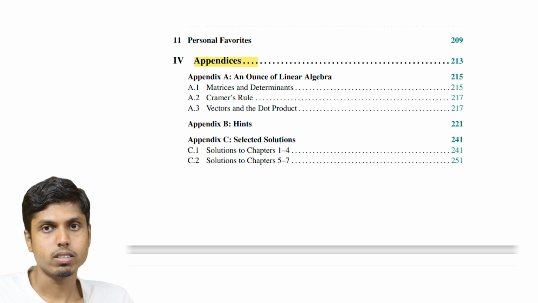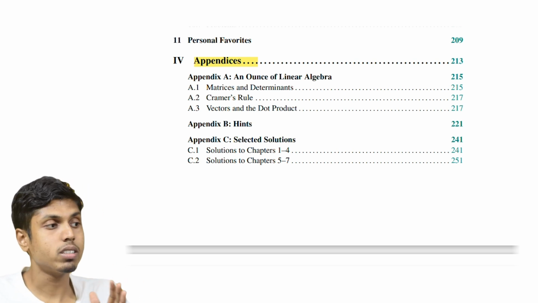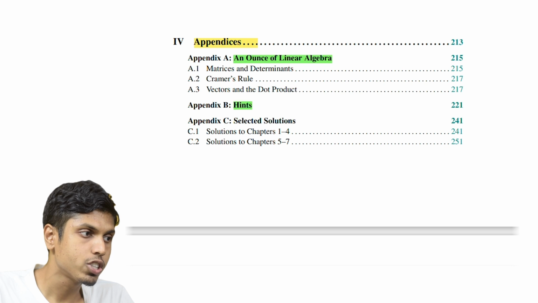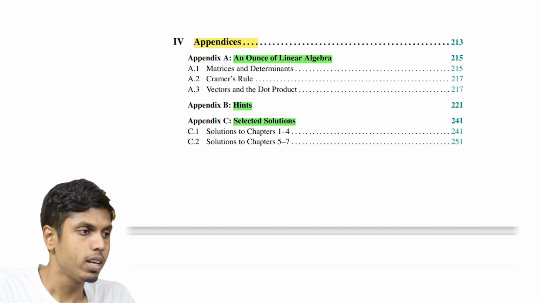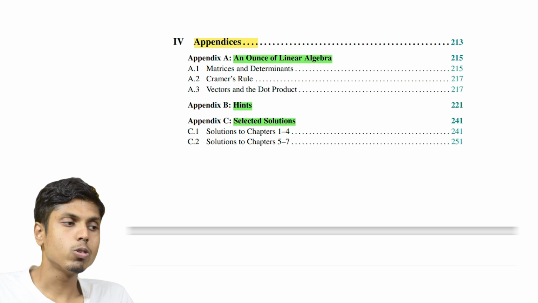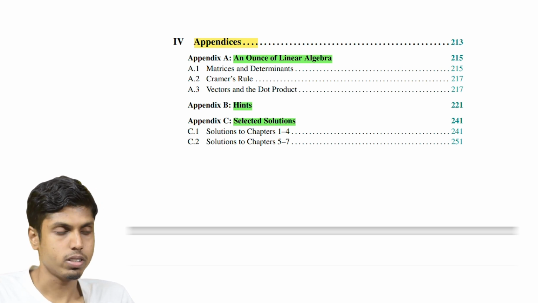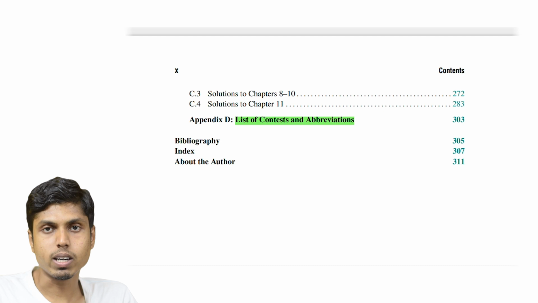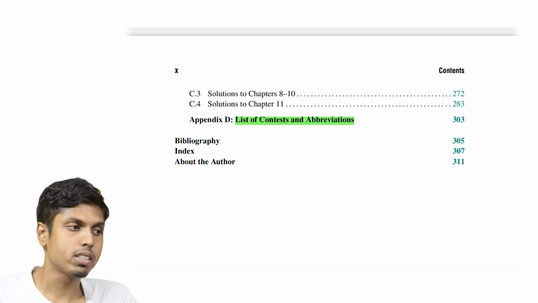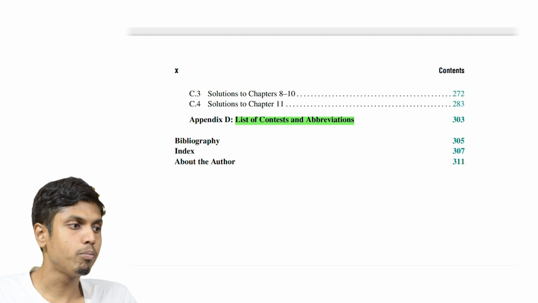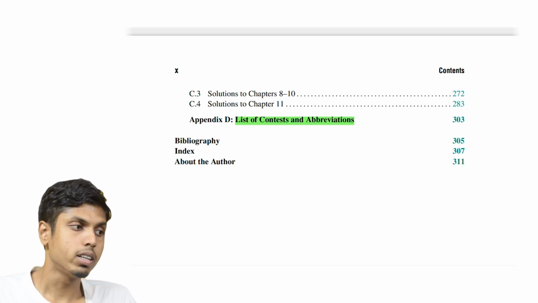Then we have the appendices, which is the 4th small section. You have some subsections on linear algebra, the second subsection on hints, and the third one on selected solutions. Hints are provided for all the problems in the previous 3 sections, but solutions are provided only for selected problems, which is mentioned. And then we have the last subsection as list of contests and abbreviations. So if you're confused with the abbreviations provided, please refer to this appendix D, or the 4th subsection of appendices, to get it clarified. And then we have the bibliography, the references of the author, the index, and some description about the author. Let me show you a question from this.